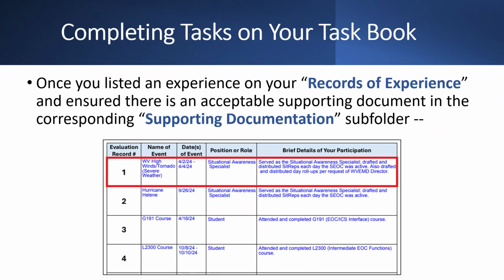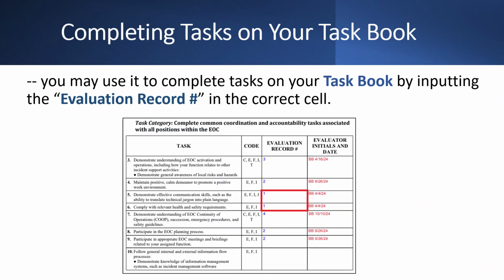The third document is your task book itself. Once you listed an experience on your records of experience and have ensured there is an acceptable supporting document in the corresponding supporting documentation subfolder, and here we're using evaluation record number 1 as the example, you may then use it to complete tasks in your task book by inputting the same evaluation record number in the correct cell.